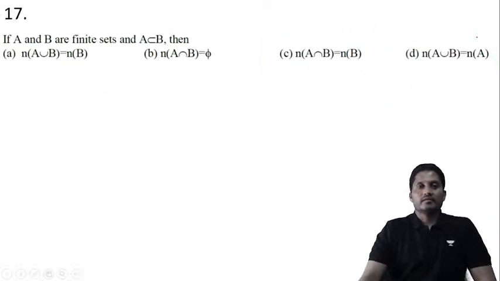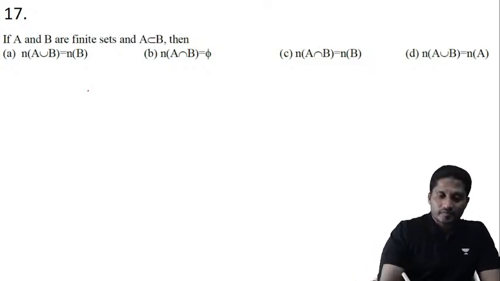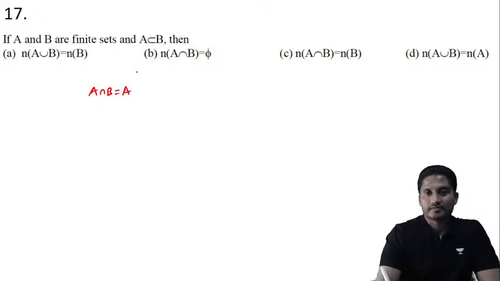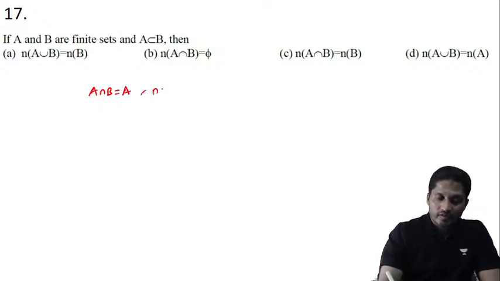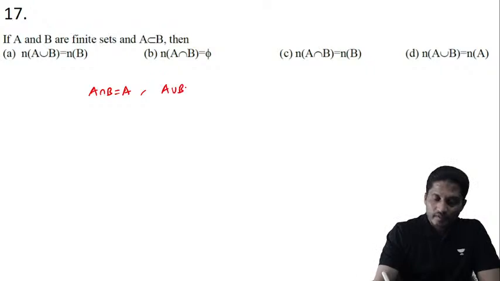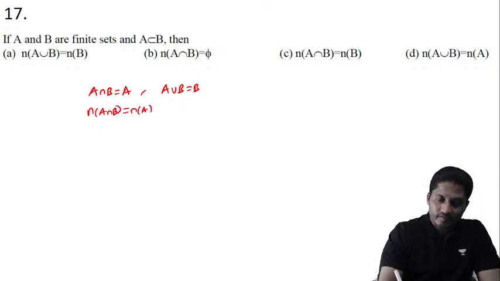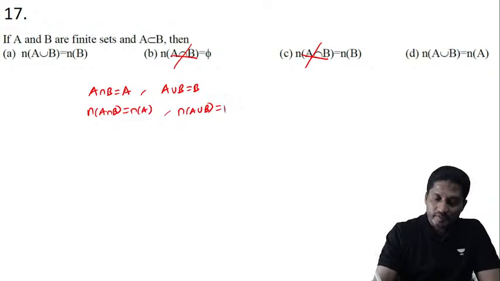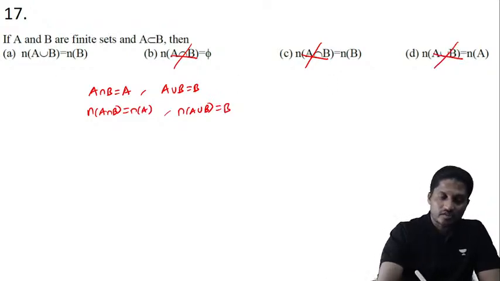Question number 17. If A is a subset of B, A intersection B is equal to A, right? Because A is present in B. And A union B is equal to B only. So this means that N of A intersection B is equal to N of A. This is false. And N of A union B is equal to B. Even this is false. Answer is option A.